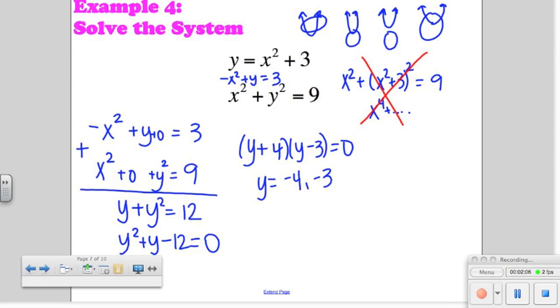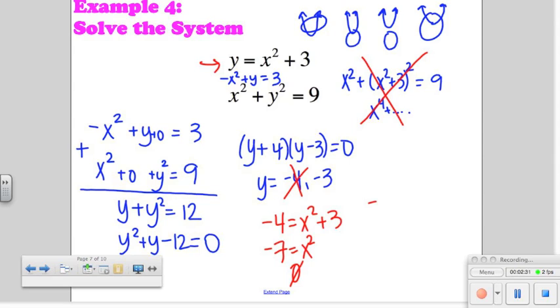Now I'm going to take both of those and plug them into the very original equation to try to find the x's, the very top one right up here. So we're going to have -4 equals x squared plus 3. When I subtract 3 from both sides, I'm going to get -7 equals x squared. Now that never happens. There's no solution there. So -4 actually doesn't give us any answers that work.